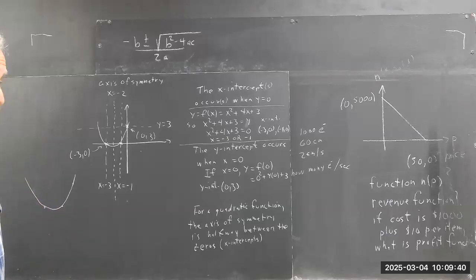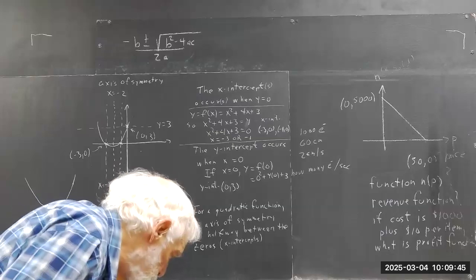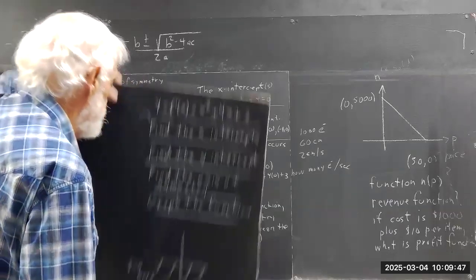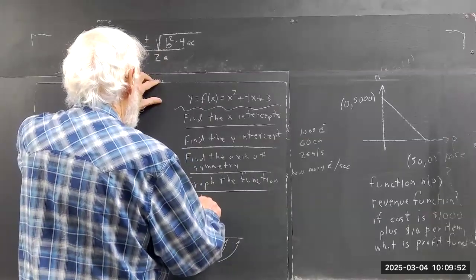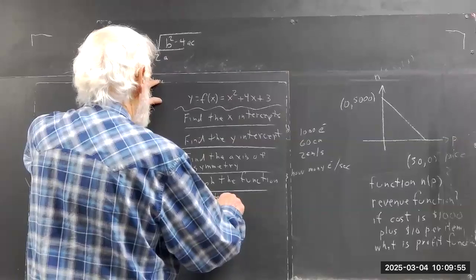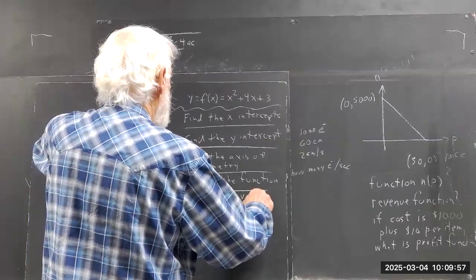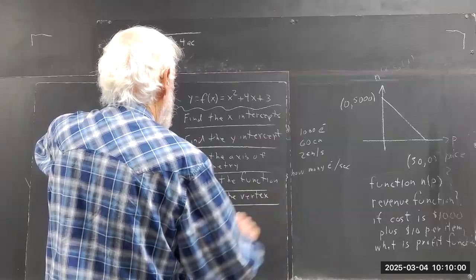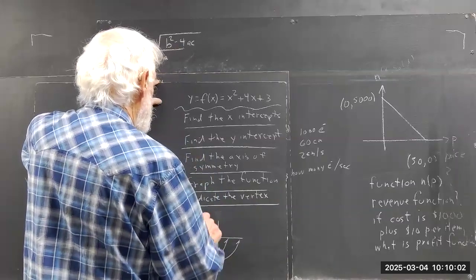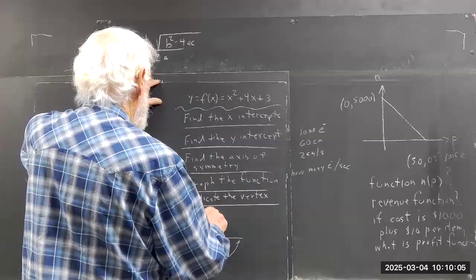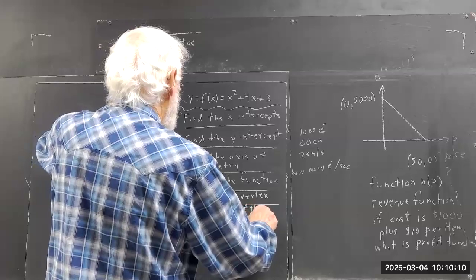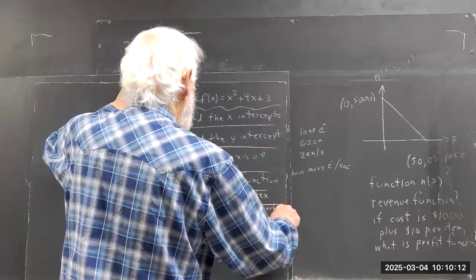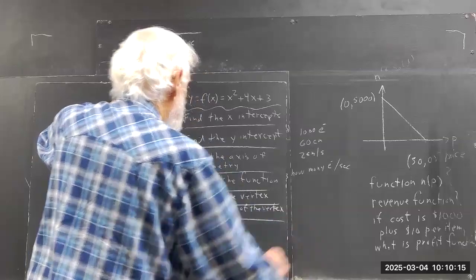Now, where's the vertex? So I'm going to add one more thing to this. After you've graphed it, want to indicate the vertex. And find the coordinates of the vertex.